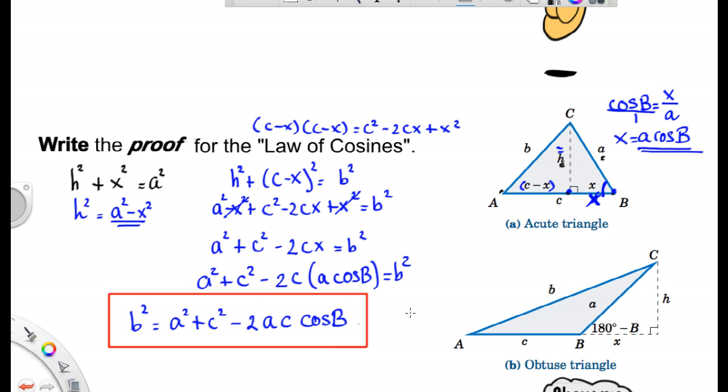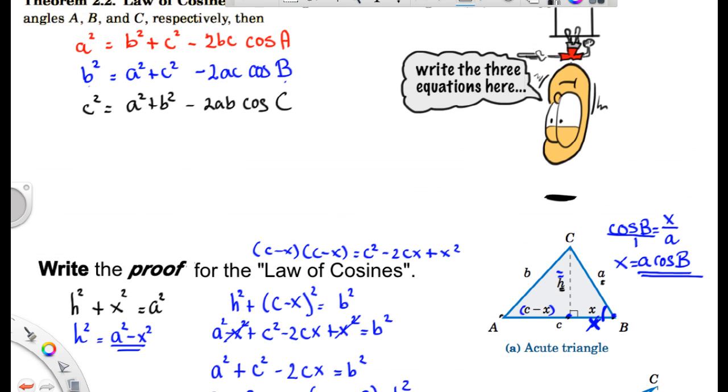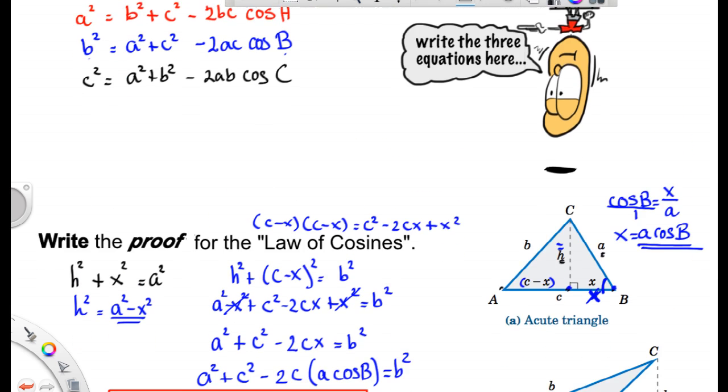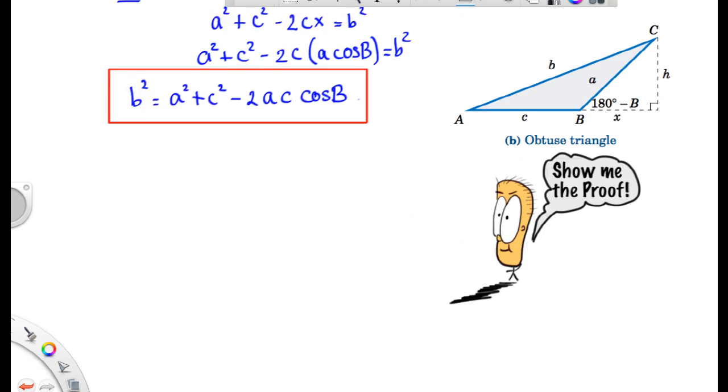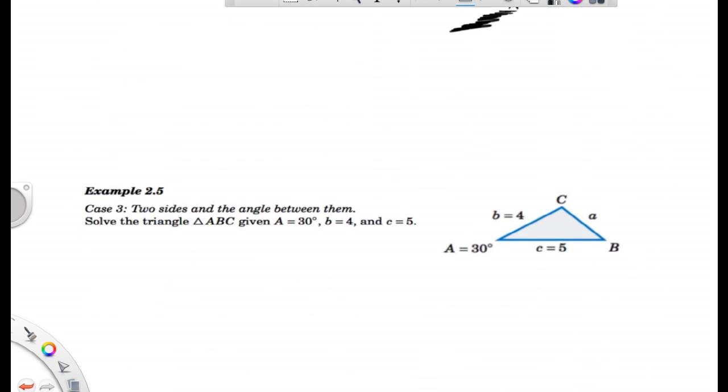And then clearly you could rotate the letters and do it for every single one of those, but hopefully you'll take my word for it that you can do this also for the a squared and the c squared one. Okay? So proving it is something you should be able to do. So let's use it.